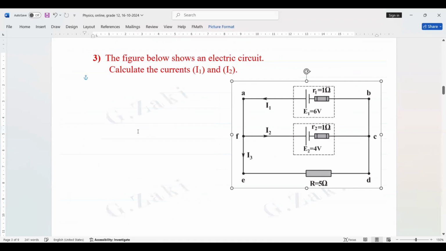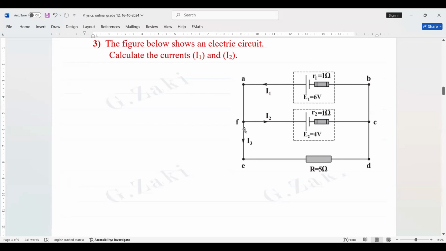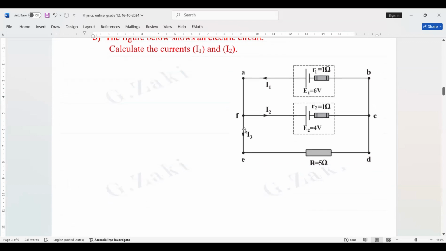The figure below shows an electric circuit. Calculate I1 and I2. Can I start to solve? Okay, follow me, please. What is the first step?